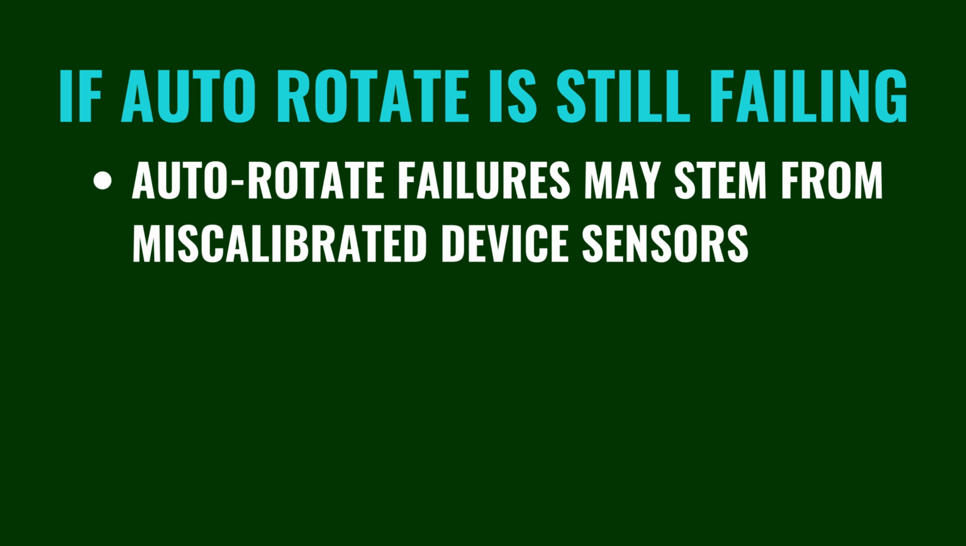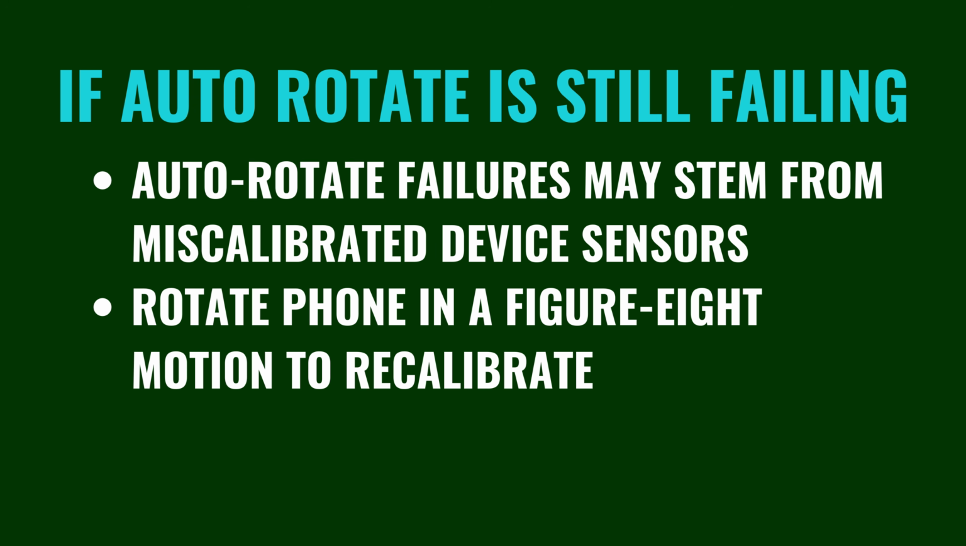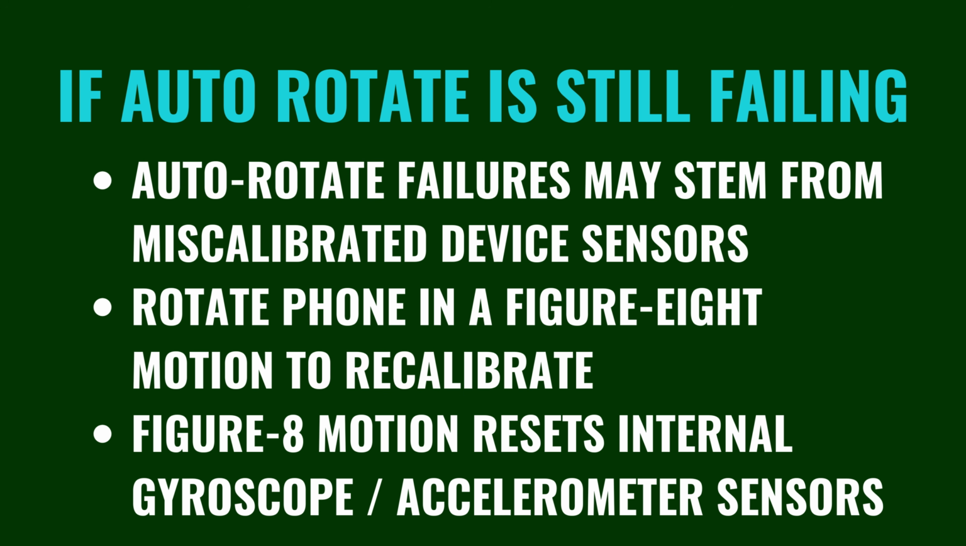If Auto Rotate is still failing, your device sensors might be temporarily miscalibrated. You can try physically rotating your phone in a figure 8 motion to help recalibrate the internal gyroscope and accelerometer.